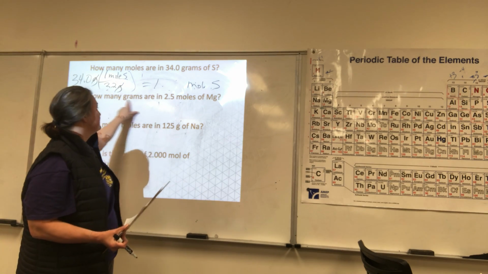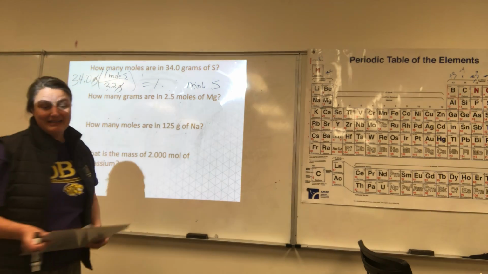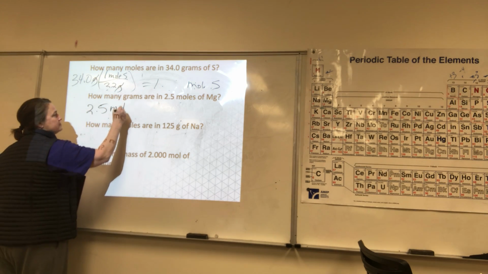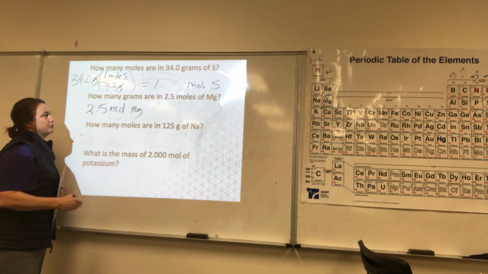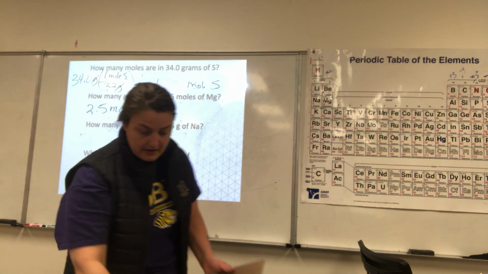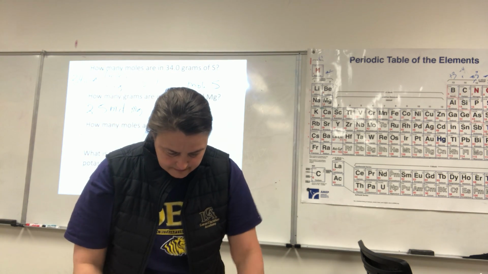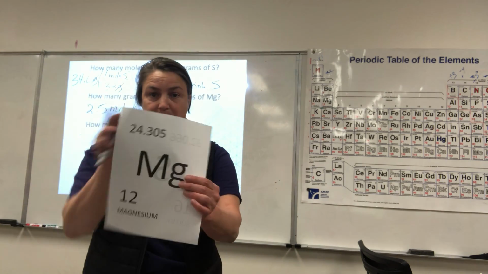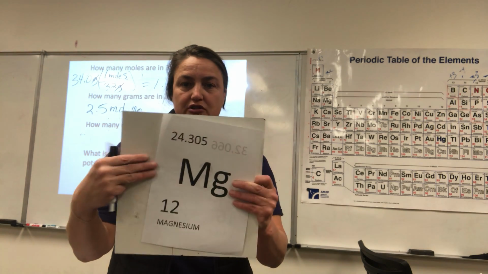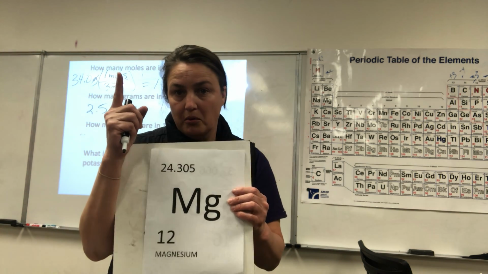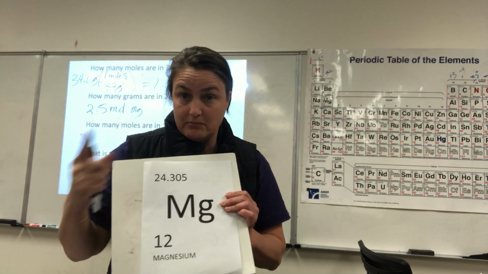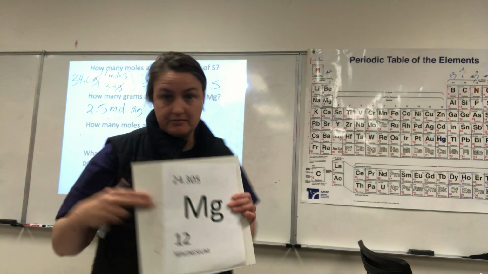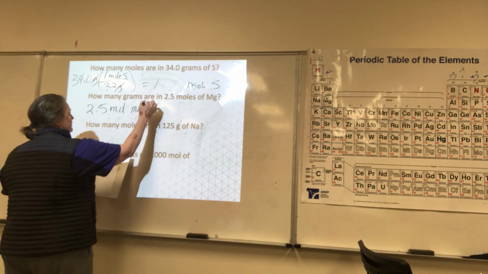The next one is how many grams are in 24.5 moles of magnesium? All right, we have starting with 2.5 moles of magnesium, and we're trying to get to grams. Well, let's look at our PTE. Magnesium. Let's look at what kind of ratio we can create from this. We know that 1 mole of magnesium has a mass of 24.305 grams. So let's make our ratio.